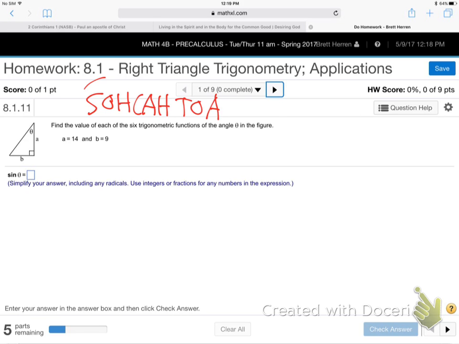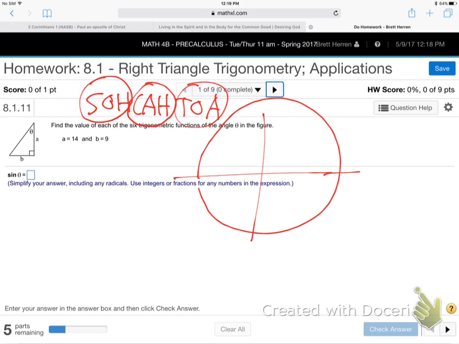SOHCAHTOA. Sine is opposite over hypotenuse. Cosine is adjacent over hypotenuse. Tangent is opposite over adjacent. Remember all that? That's what you do in a right triangle. It's the same as the unit circle. I could show you real quick, guys. I want you to see we're not doing something brand new. It's just another way of saying the same thing.